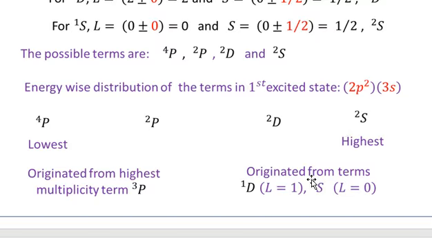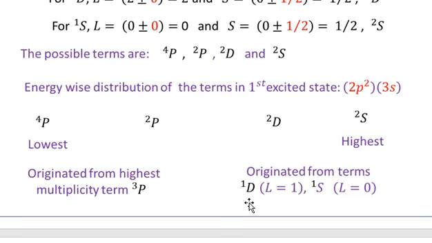and these two terms, that is the 2D term and the 2S term, were originated from the terms 1D and 1S when these two terms combined with the angular momentum of the 3s electrons. So from the 1D we obtained 2D, from the 1S we obtained 2S.